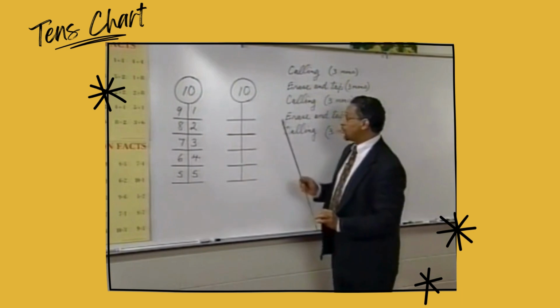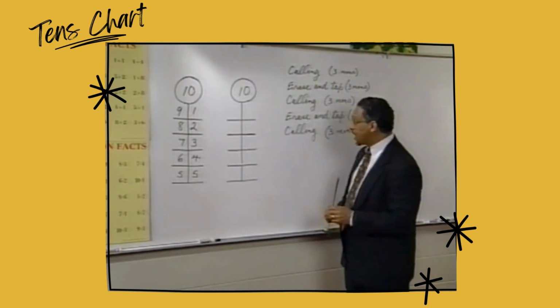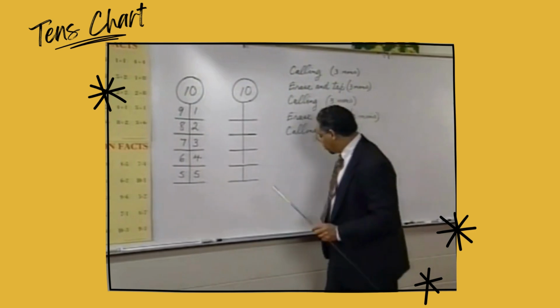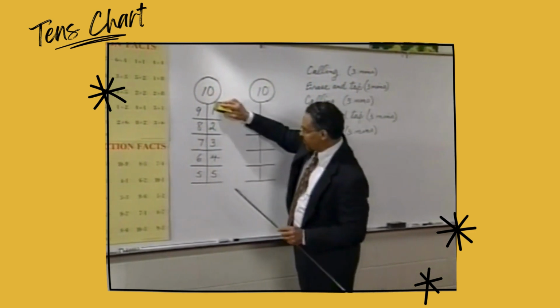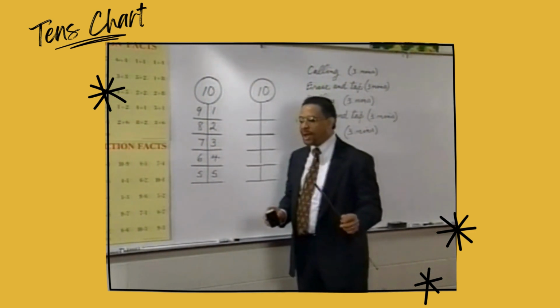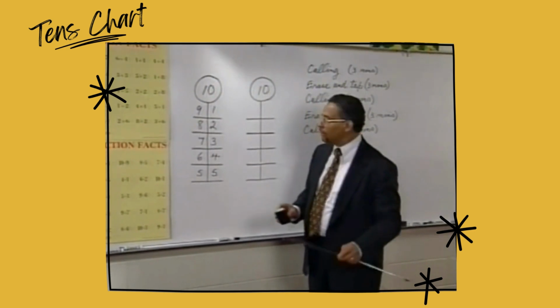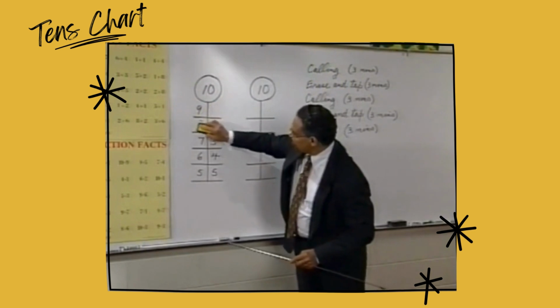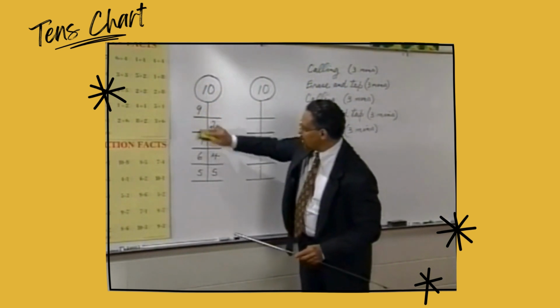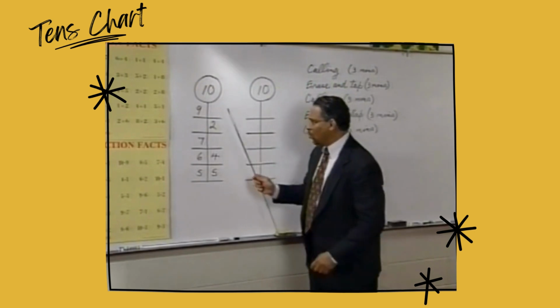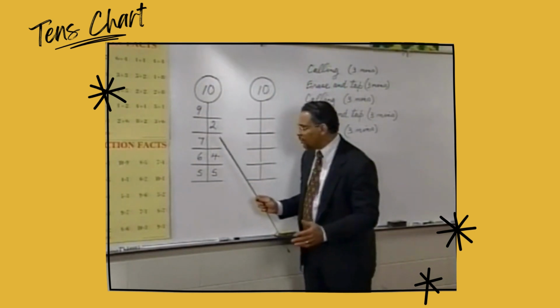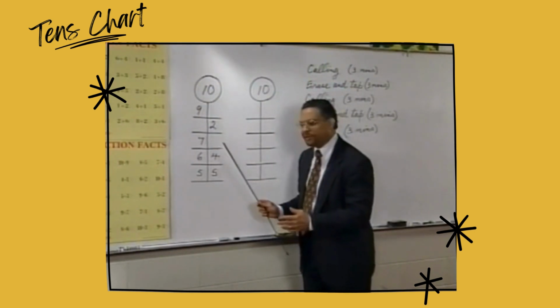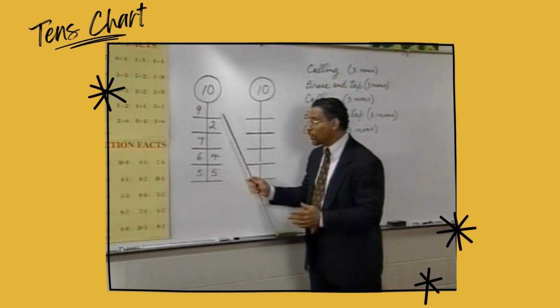Having done that for about 15 minutes, you go to erase and tap. And in this stage, you will erase some of these. Of course, you're going to tease the child. I bet I catch you. So you erase, say, these 3. And then you say to them, what was here? They say 1. What was here? 3. What was here? 8. You jump around like that. Don't go in order, just jump around.